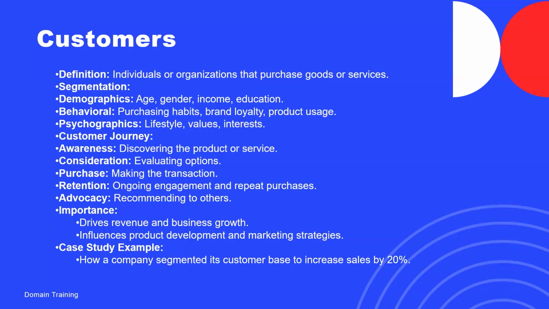What are the purchases he is making? So retention, ongoing engagement and repeat purchases, right? What are the repeat purchases that come under retention? Advocacy, recommending to others. So if you see Amazon, you can share a link to other people, right? Even that is being tracked. So that comes under advocacy.